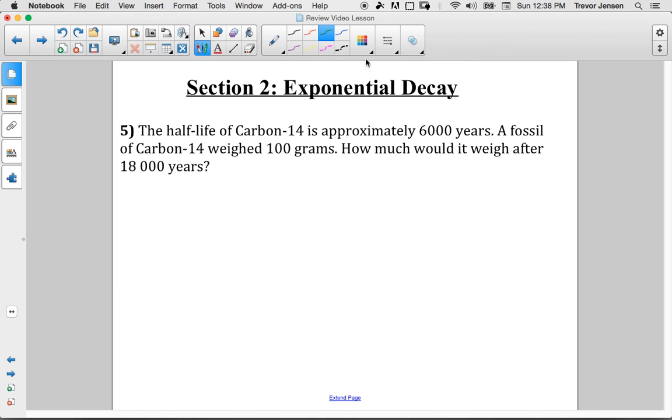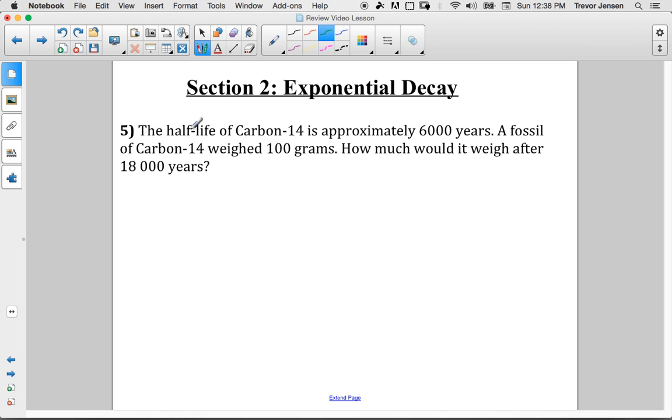Next, we're going to move on to exponential decay. I'm going to do just one example, and I'm going to go through this a little bit quicker than I went through the previous example. And notice that these question numbers correspond to the questions in the review package on jensenmath.ca.